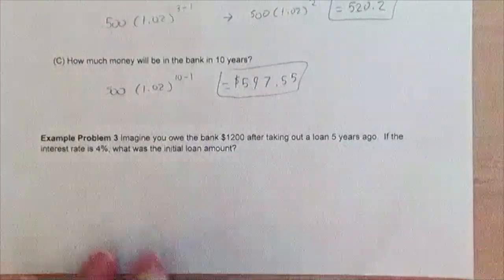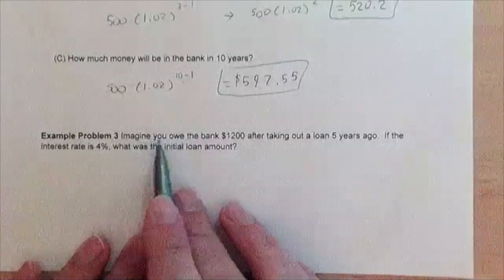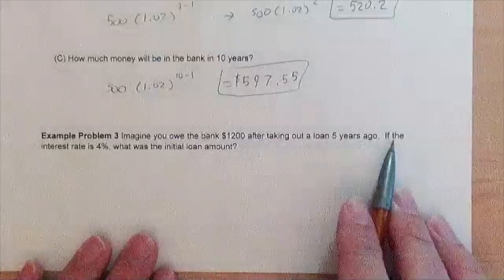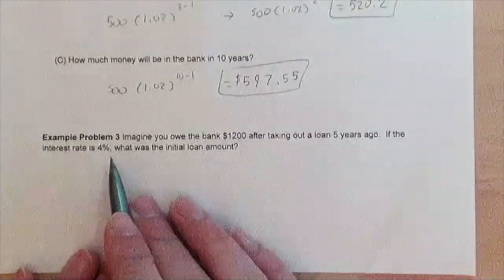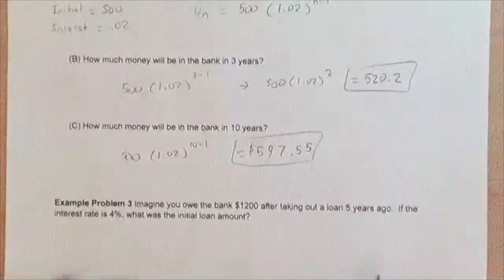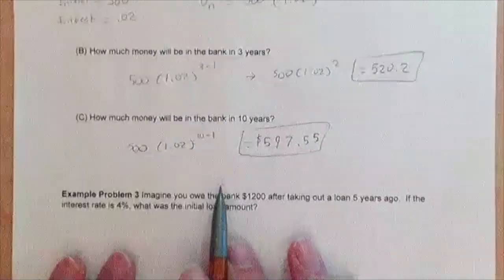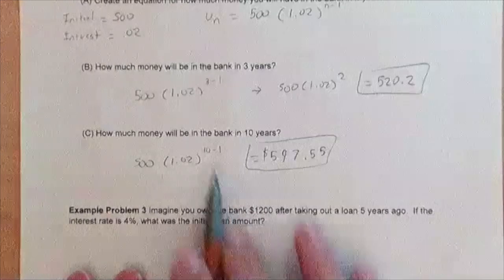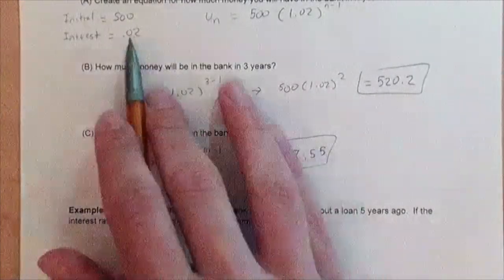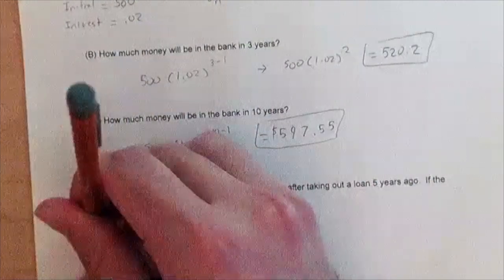Let's tackle 2 more. This one is going to be the hardest one, and then the last one should be easy, and I'll set you on your way. It says, imagine you owe the bank $1,200 after taking out a loan 5 years ago. If the interest rate is 4%, what was the initial loan amount? So we did sequence questions like this before, but think that this 1,200 is not the initial amount. We don't know the initial amount.